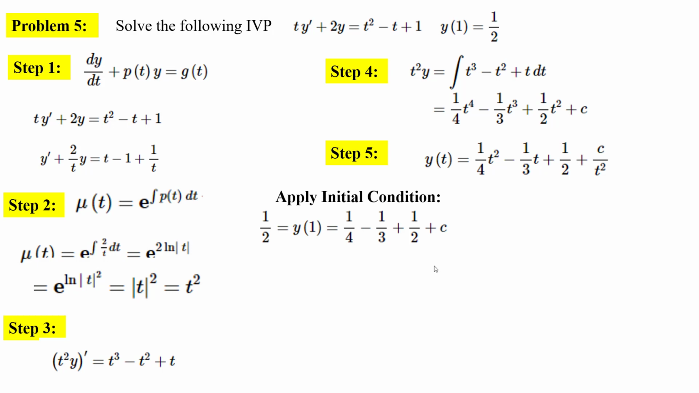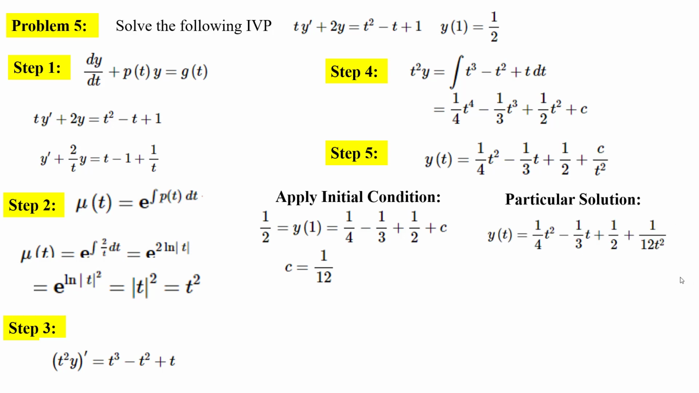And then if you apply the initial condition, you get that c equals 1/12. So that's your particular solution. All right, so you know how to solve 2 first order ODEs now. And that's the graph of the particular solution.